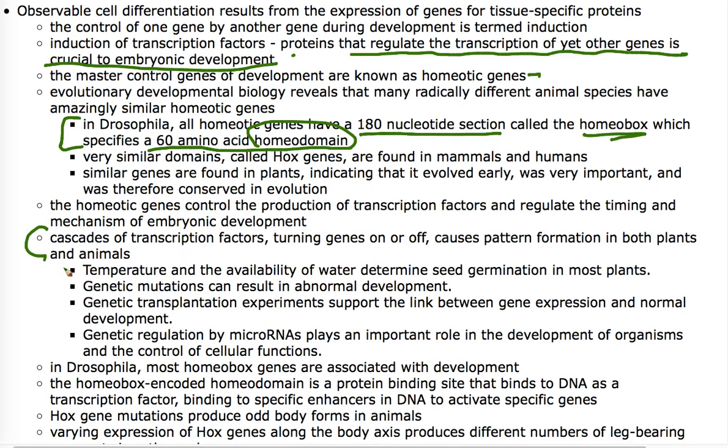Basically, temperature and the availability of water, which is an environmental stimulus, determines seed germination in most plants. Genetic mutations have been shown to definitely cause abnormal development. Genetic transplantation experiments support the link between gene expression and normal development. In other words, the current theory is in order to have a normally developing embryo, you have to have a normally expressing gene set. Any aberration in gene expression during development is going to be bad for the embryo.